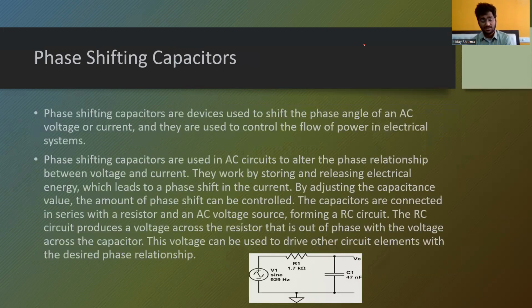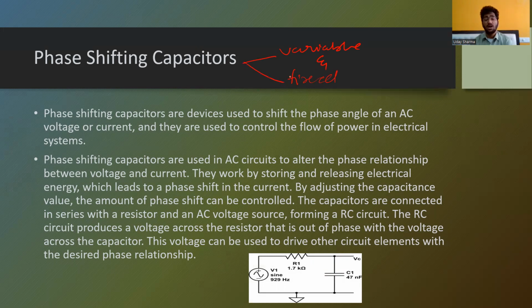Phase shifting capacitors are another equipment used in incorporating this. Phase shifting capacitors are devices used to shift the phase angle of an AC voltage or current, and they are used to control the flow of power in electrical systems. These are also of two types, variable and fixed.